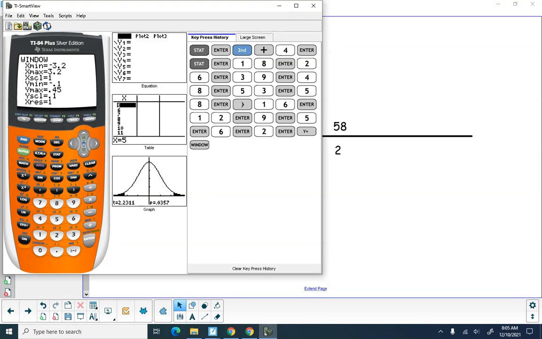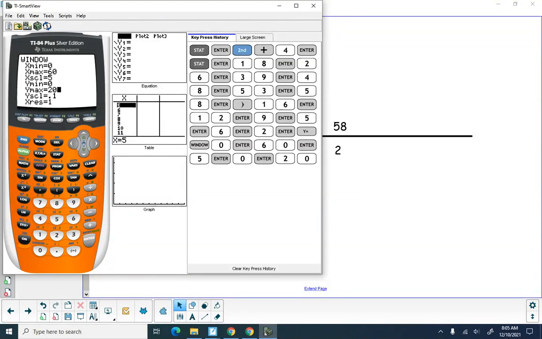And go to your window. What we need to make sure we do with our window is cover our data values. So I can set my X minimum at 0, go up to 60 like I did over here, and space it out by 5s. My Y values, I could go from 0 to 20 and space that out by 5s. Or if I want to do 10s up there with my X scale like I did, that is fine.